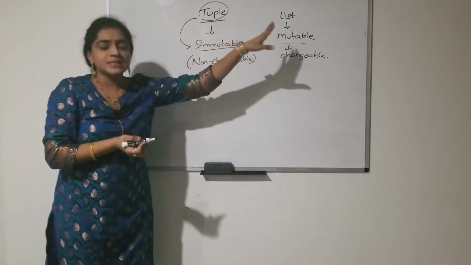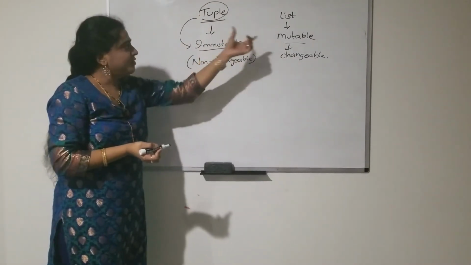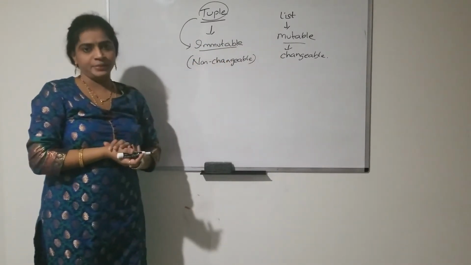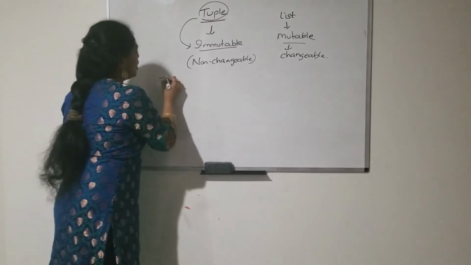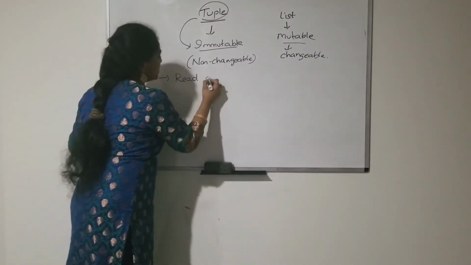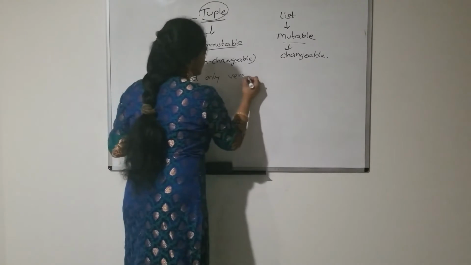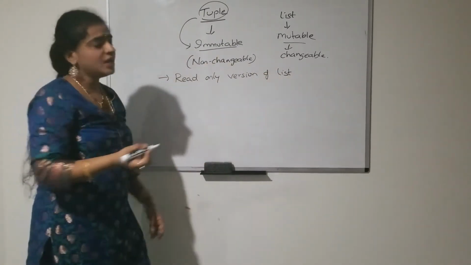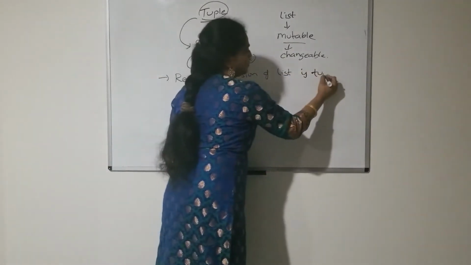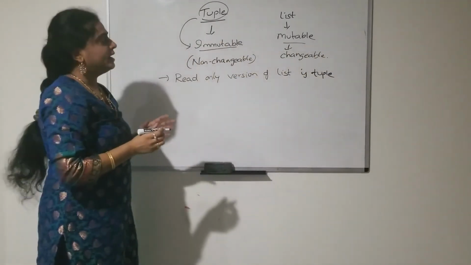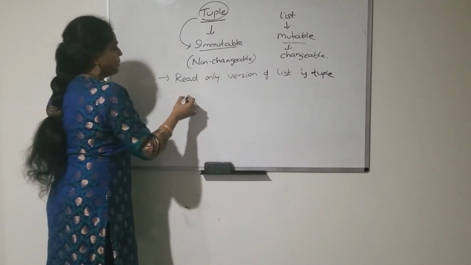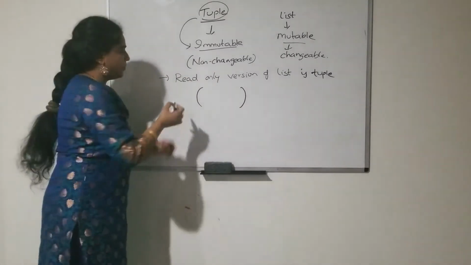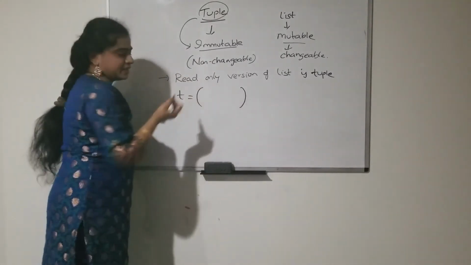Tuple is the same as list, but the difference between tuple and list is that tuple is an immutable data type, whereas list is a mutable data type. So, tuple is also called a read-only version of list. And coming to the notation, how the tuple is represented: we have to use parentheses like this. Tuple is represented by using parentheses.